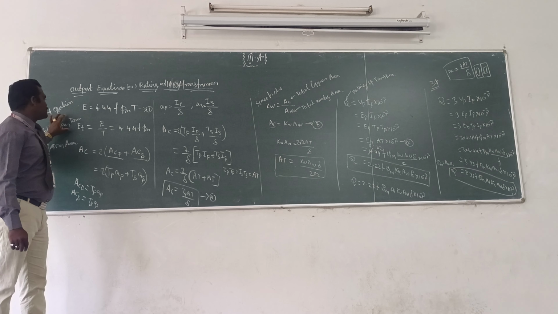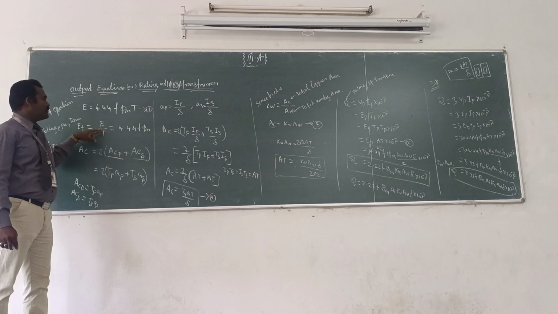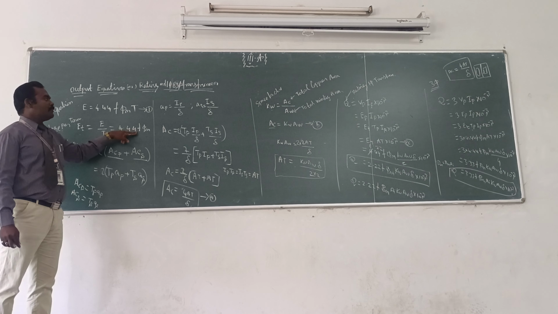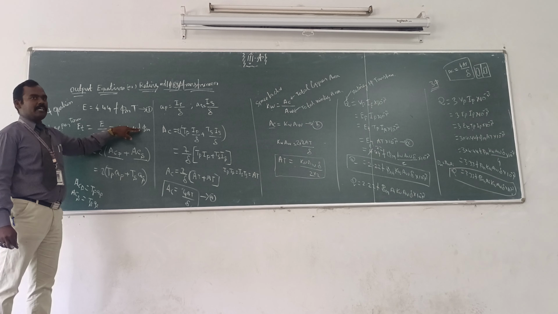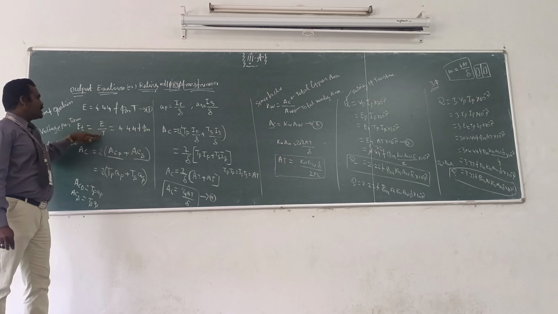So the voltage per turn, ET, should be equal to the induced EMF E divided by the number of turns, which is equal to 4.44 into F into phi m. Okay, so here the T gets cancelled.